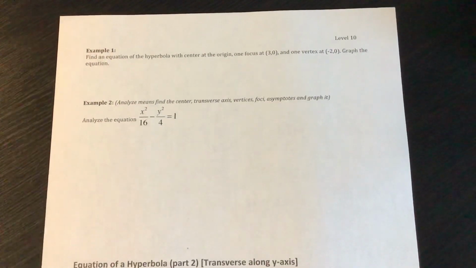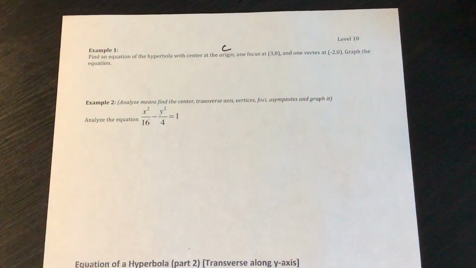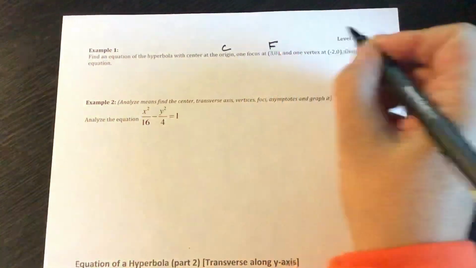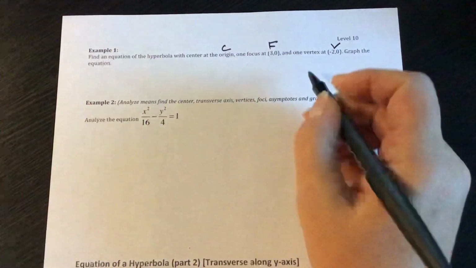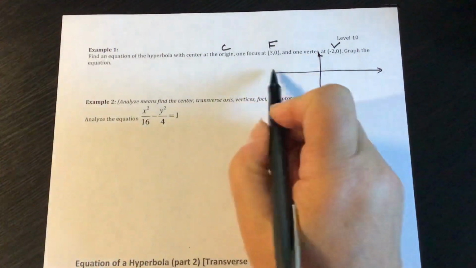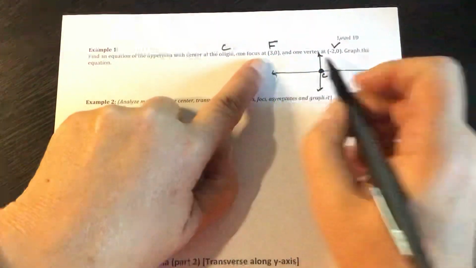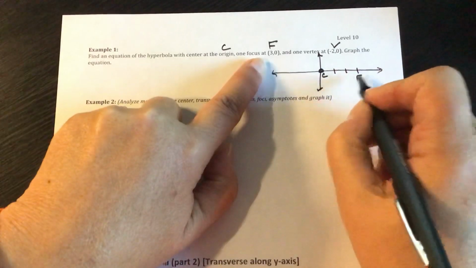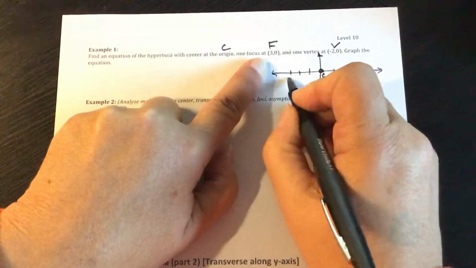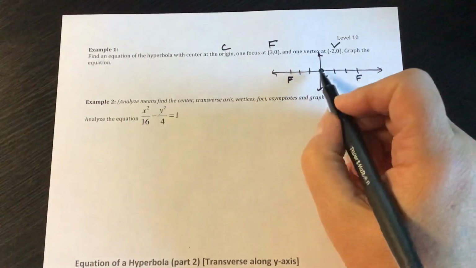So if we look at this first example, it says to find an equation of a hyperbola with the center at the origin. So here's my center. It has one focus at 3, 0 and one vertex at -2, 0. So if I were to graph that, always do the graphing. So my center is at the origin. My focus is at 3, 0. And my vertex is at -2, 0.